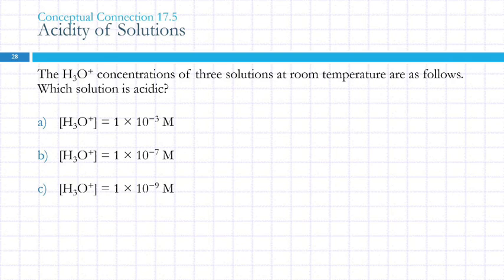Pure water would be 10 to the minus 7, right? For an acidic solution, the concentration needs to be bigger than 10 to the minus 7, and so that's this one, 10 to the minus 3. 10 to the minus 9 is smaller. So that one's acidic. What is C? That one's going to be basic. And how about B? It's going to be neutral.